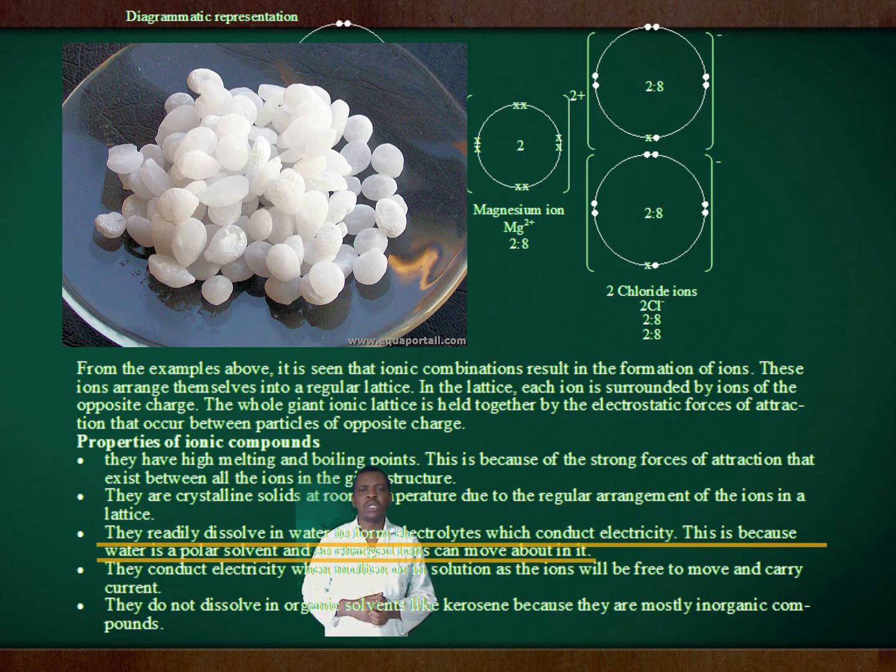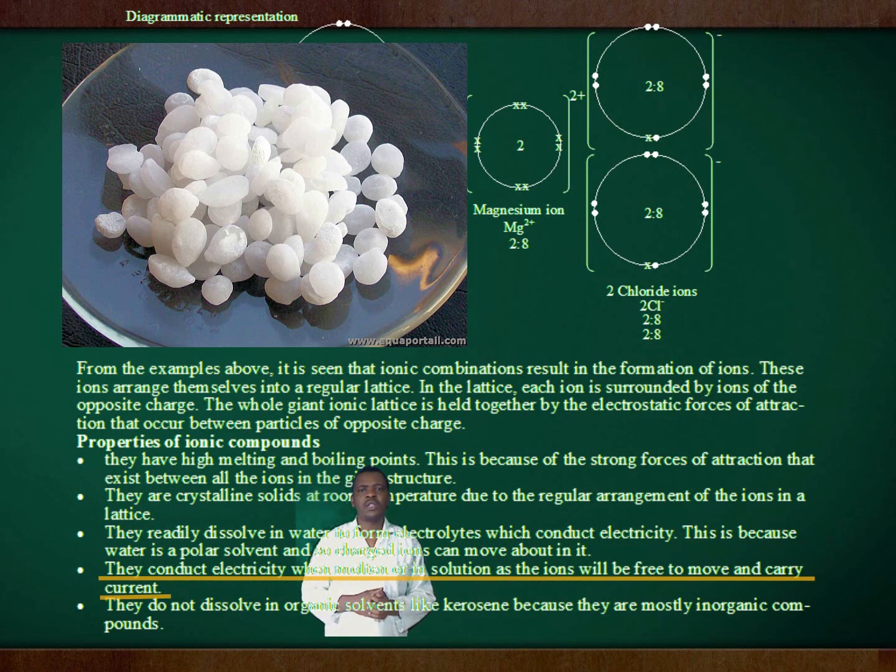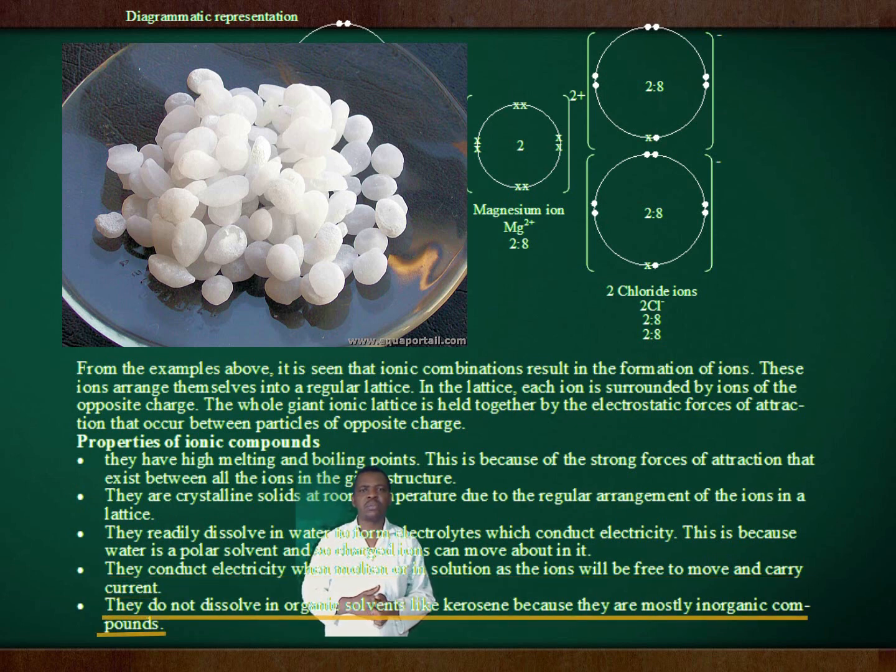They readily dissolve in water to form electrolytes, which conduct electricity. This is because water is a polar solvent, and so charged ions can move about in it. They conduct electricity when molten or in solution, as the ions will be free to move and carry current. They do not dissolve in organic solvents like kerosene because they are mostly inorganic compounds.